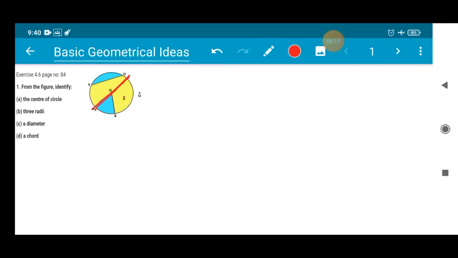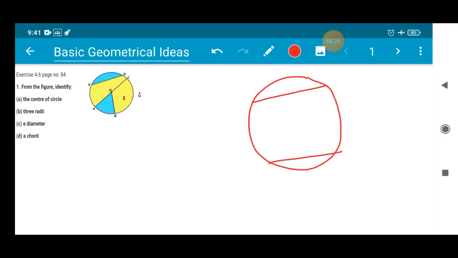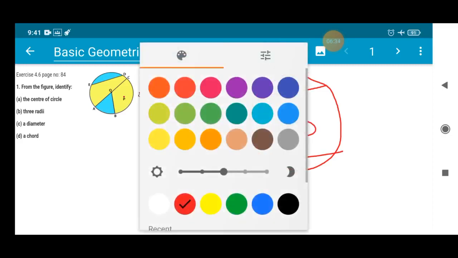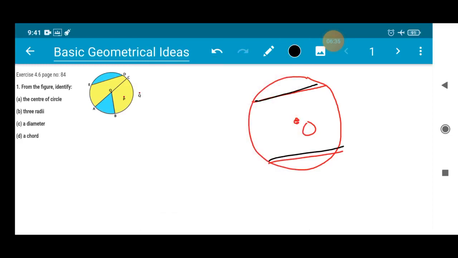This thing I'm going to discuss in exercise 4.6, but before that I'm talking about the parts which are present. Next, the chord. The line segment which is not passing through the center. Suppose this is a center, and the line segment which doesn't pass through the center, what is that called? That is called chord. So a line segment that doesn't compulsorily pass through the center is called a chord. The line segment that passes through a center is called diameter.